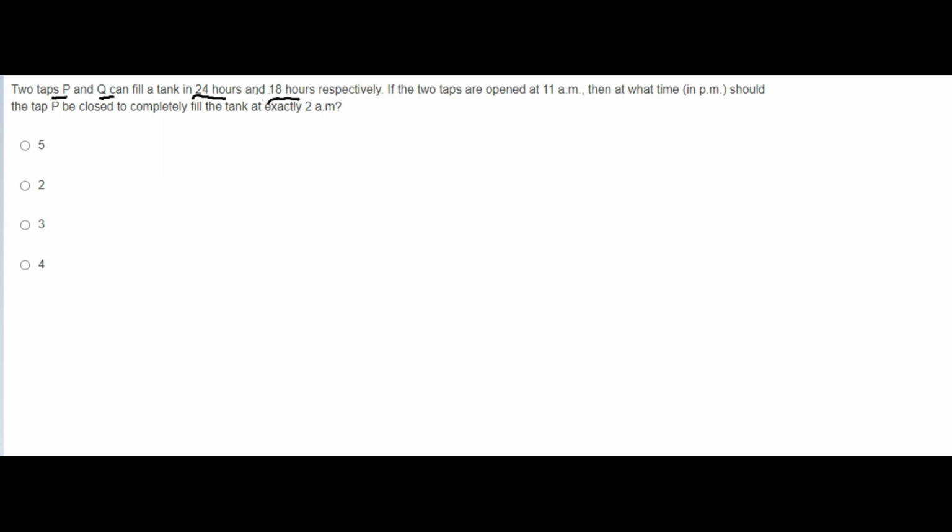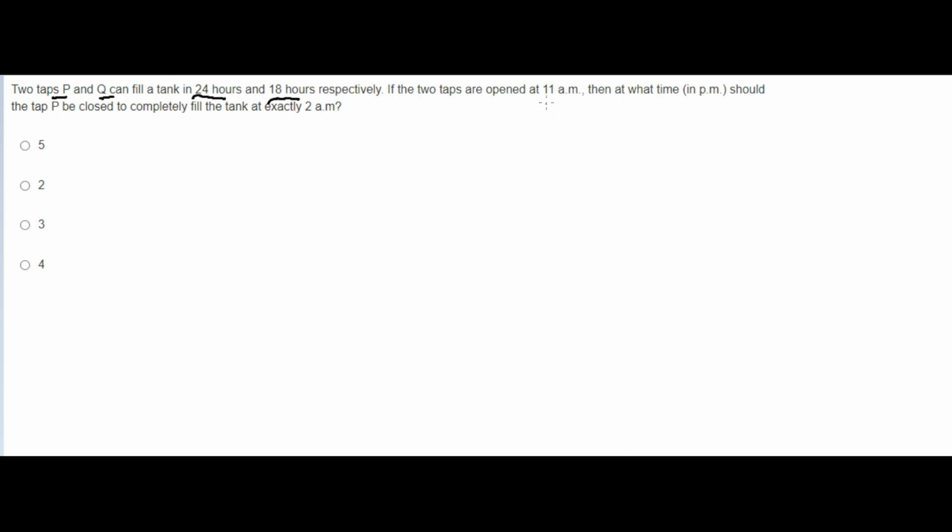Assume that two taps are available, named P and Q. Q may be filling very slowly, and P can fill very fast, since the capacity also comes through the tap, the tap is very big. Sorry, this P is a tap of very small diameter, so that it can fill in 24 hours, and the Q pipe is very big in size, so that it can complete in 18 hours. Likewise, you have to think.